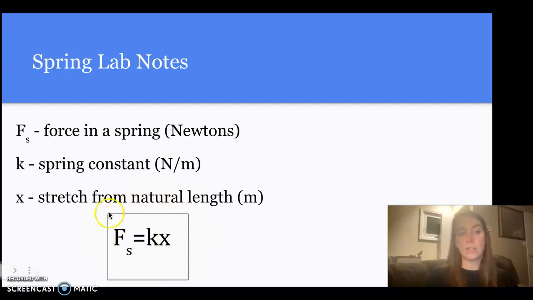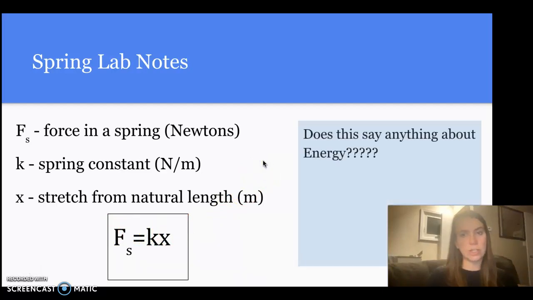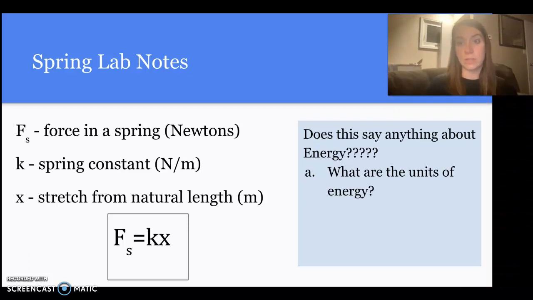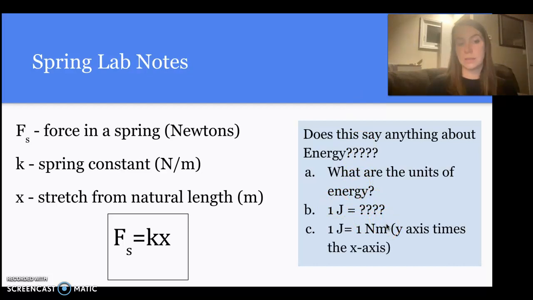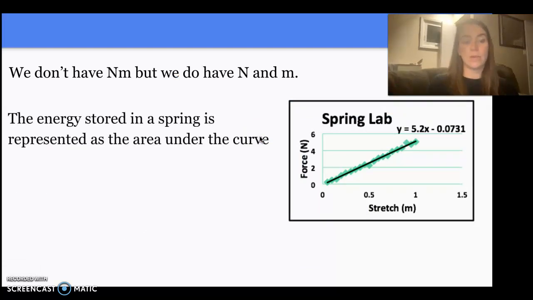So this is the first equation in the energy unit that we're going to be putting in our toolbox when I get back. The Fs, that's force of a spring, not static friction. Force of a spring is equal to kx. But this is the energy unit. So the question is, does this say anything about energy? What we need to remember is the units of energy. You guys watched a video yesterday for units of energy. Energy is joules, and they're newtons times meters. Well, in this lab, we had newtons on the y-axis, meters on the x-axis, so we are going to look at area here.